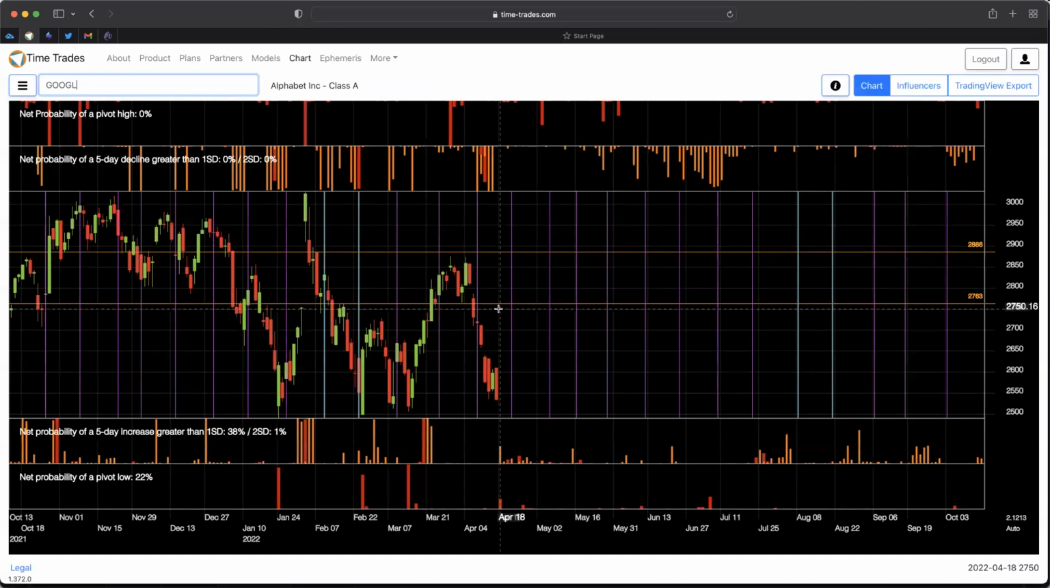Okay, what do we got on Google? Again, predominantly bullish with a cluster of low probability 1 and 2 standard deviation up moves, and we do have a pivot low here, 22% probability of a pivot low April 18th. So this is actually a pretty nice setup with a pivot low on Monday and then a cluster of some up moves heading into a pivot high on May 3rd. So all that seems to align with Google.